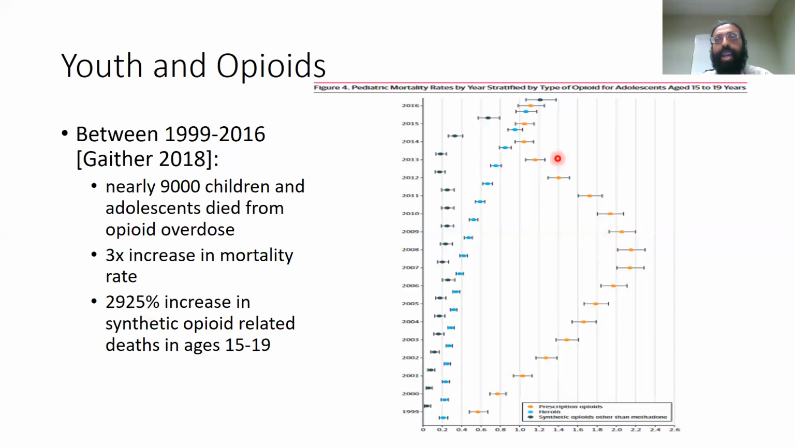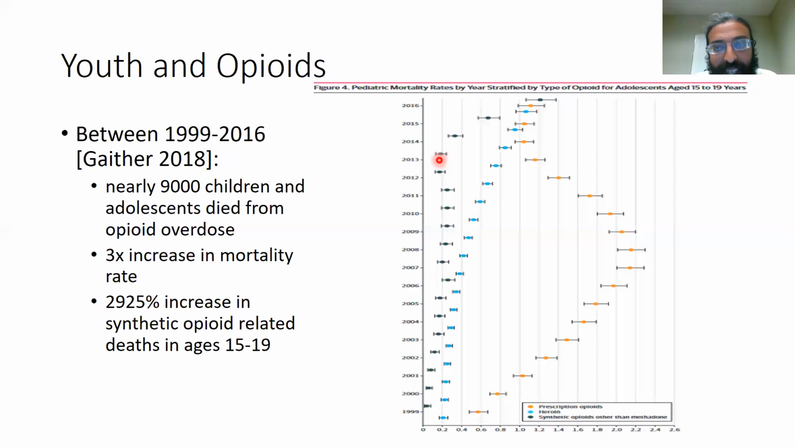And this graph really breaks it down by the substance. This one is looking at prescription opioids, and you can see it starts going up right around the turn of the century, peaks around 2008, similar to adults, and then starts going down. This one's looking at heroin. Just as the prescription opioids start going down, overdose mortalities related to heroin start going up, again much like we saw in adults.